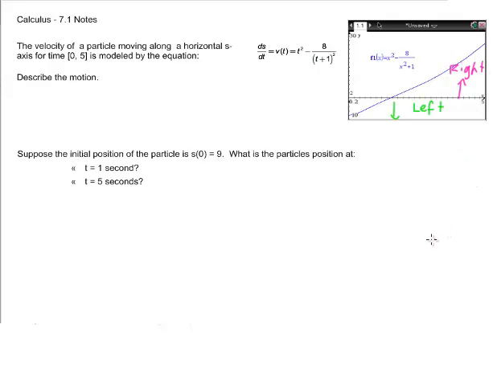Just think about it as a number line. If you move to the left of a number line, you're moving into negative numbers. If you're moving to the right of the number line, you're moving into positive numbers. So describe the motion of this particle.